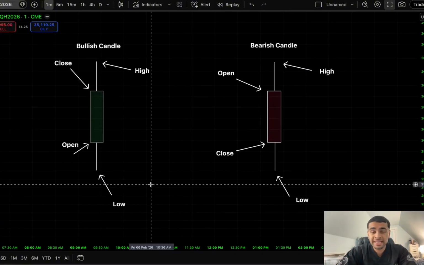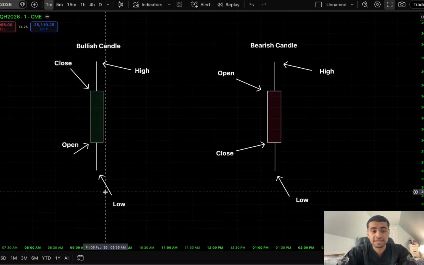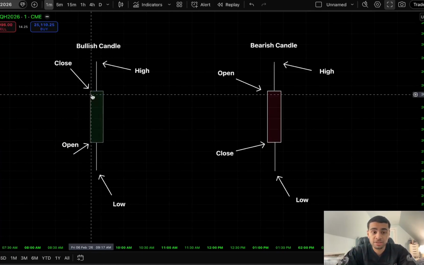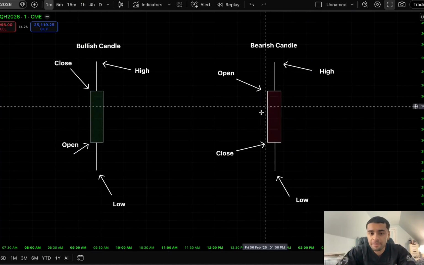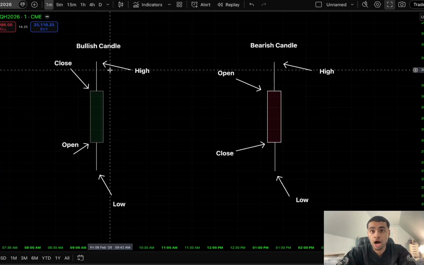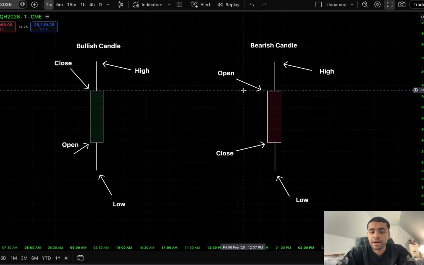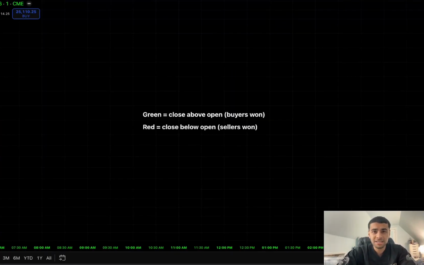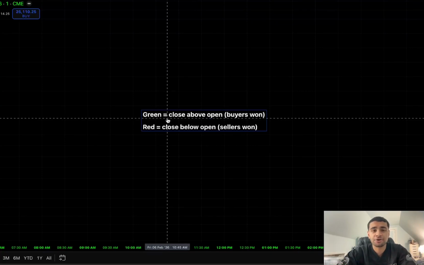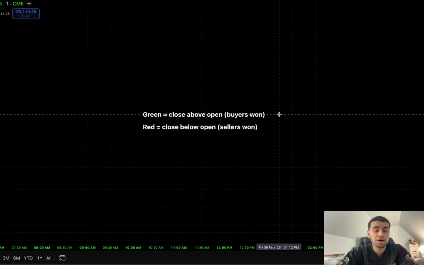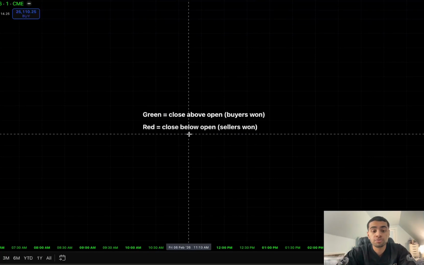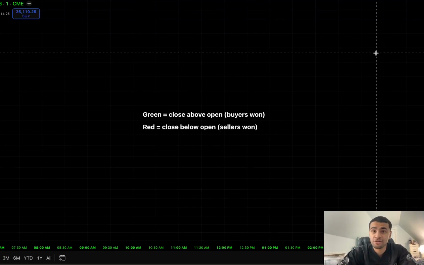So remember, the main difference between a bullish candle and a bearish candle is that the bullish candle opens at the bottom and closes at the top, and a bearish candle opens at the top and closes at the bottom. A bullish candle is going up and a bearish candle is going down, and that's why it opens and closes the other way. And what does this really mean? Green just means that you close above open, aka the buyers won, and red just means that you close below open, indicating that the sellers won.